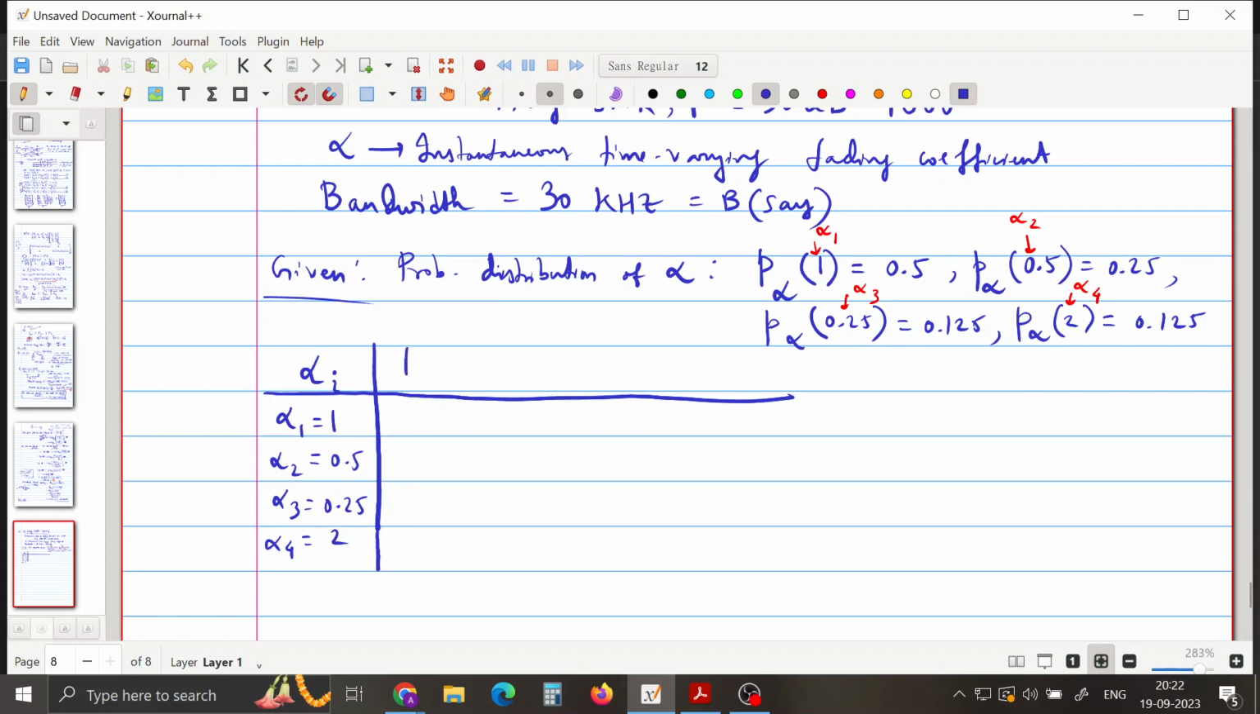What are the corresponding probabilities? P alpha of alpha i, I'm using small p, it's just the probability. This one is P alpha of alpha 1, which is 0.5. Second one, P alpha of alpha 2, is 0.25. For the third coefficient the probability is 0.125, and same for the fourth as well.